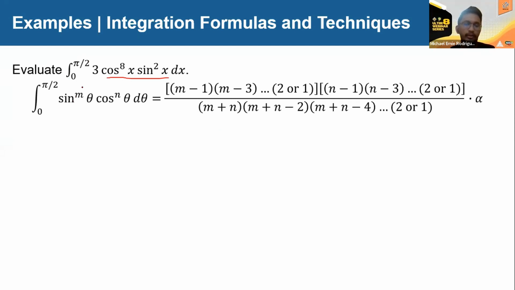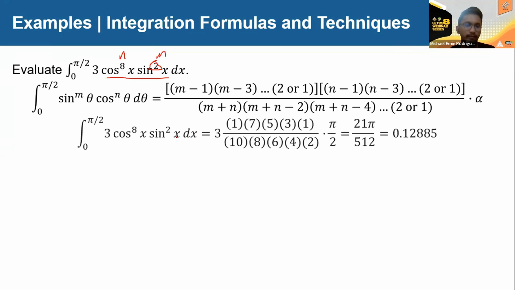So, yung sine, yun yung m natin. Yung 2, yung m. Okay? And then yung 8, yung n. So, yung m is 2, yung n is 8. Gamitin natin yung formula na to, no? Okay, so we have 3 dito, no? Okay, so ilabas natin yan. So we have 3. So we have, yung m is 2. So we have m minus 1, that is 1. Okay?